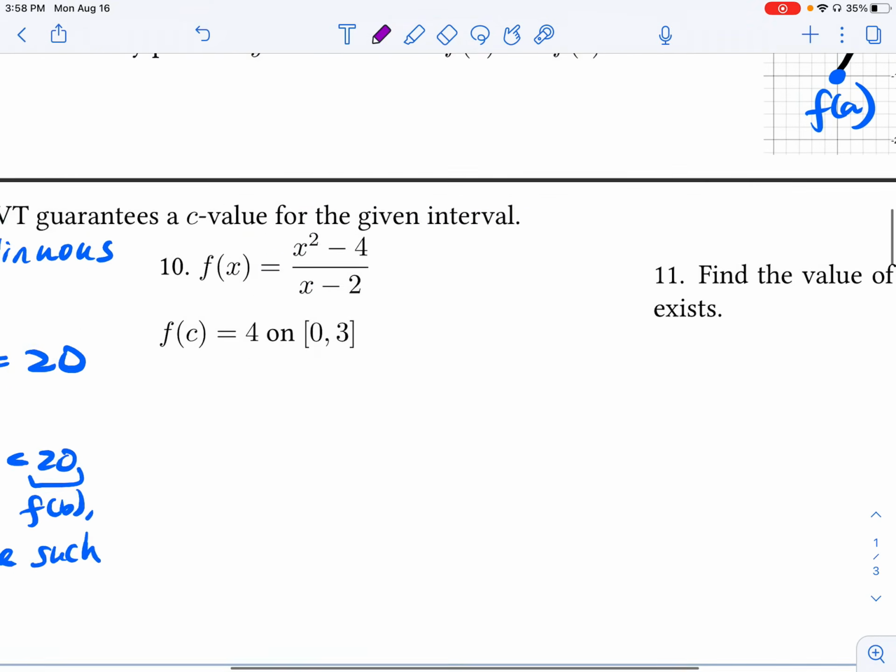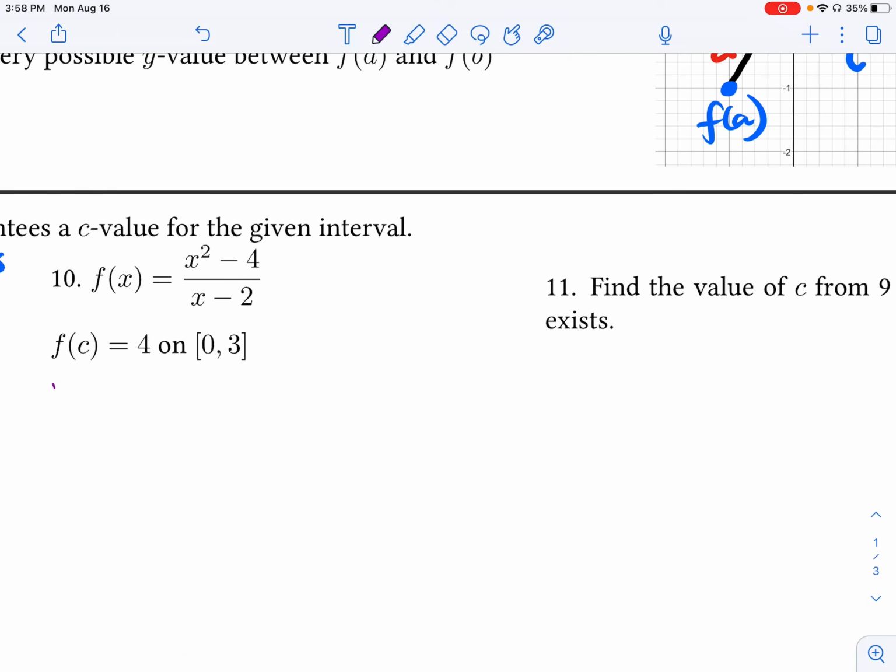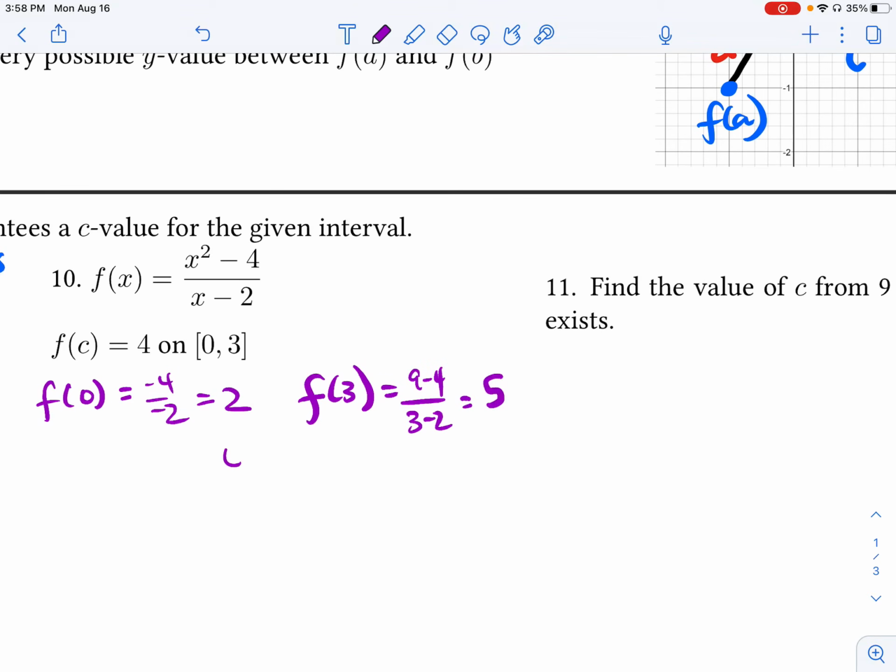What about something like number 10 here? Well, again, we can try to find f of 0. When I try plugging 0 into this function, I get -4 over -2, which is just 2. Now let's try plugging in 3. F of 3 is equal to 9 minus 4 over 3 minus 2, and that's just going to be equal to 5. Now, is 4 in between 2 and 5? And the answer is yes, that does work.